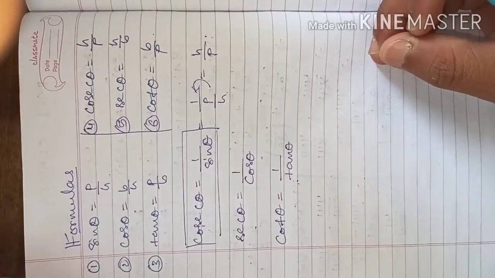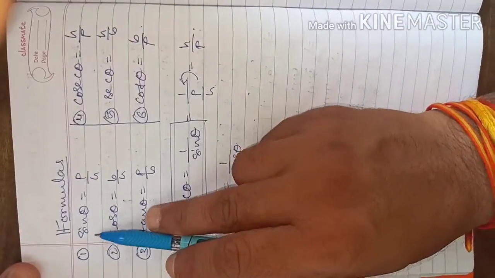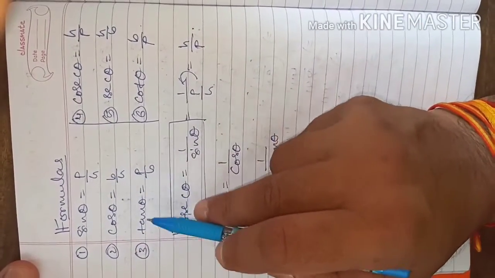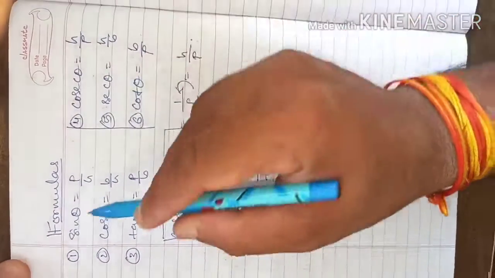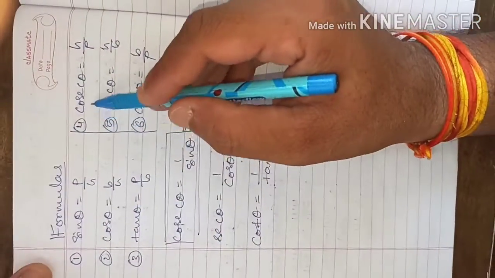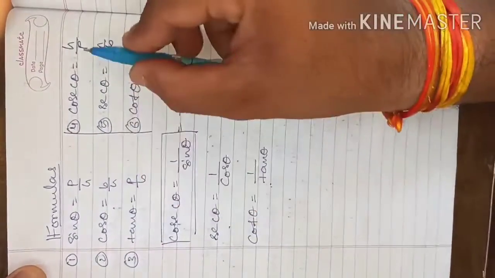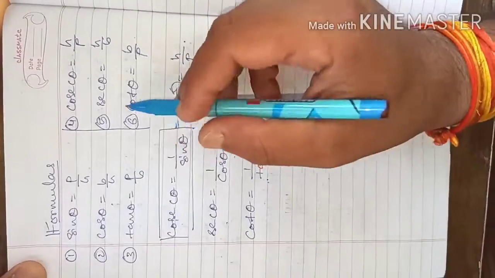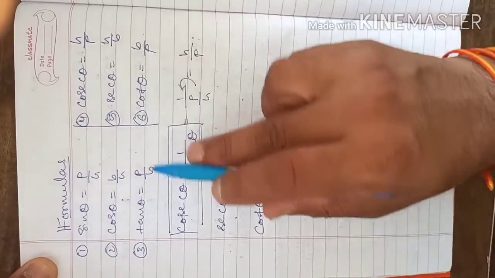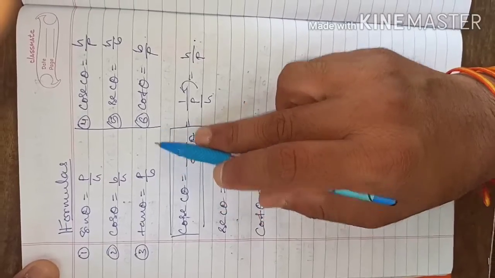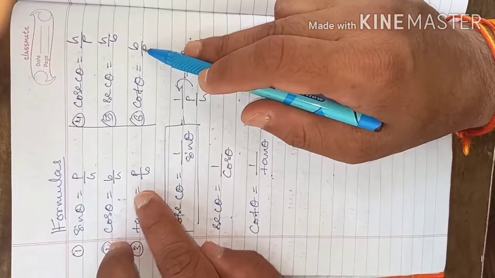I already told you all the formulas related to 8.1. Sin theta equals P by H, cos theta equals B by H, tan theta equals P by B. These three are reciprocals of those three. Cosec theta is the reciprocal of sin theta, that is reversed: P by H becomes H by P. Sec theta is the reverse of cos theta: B by H becomes H by B. Tan theta is P by B, and cot theta is the reciprocal of tan theta, that is B by P.